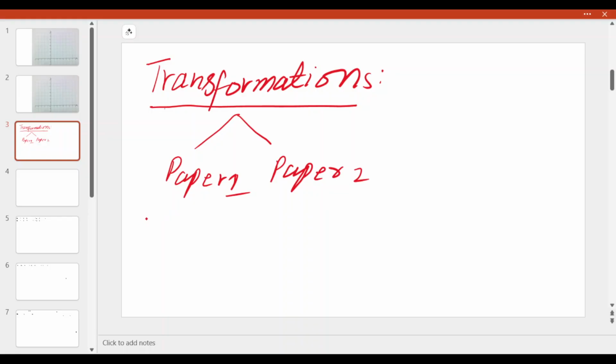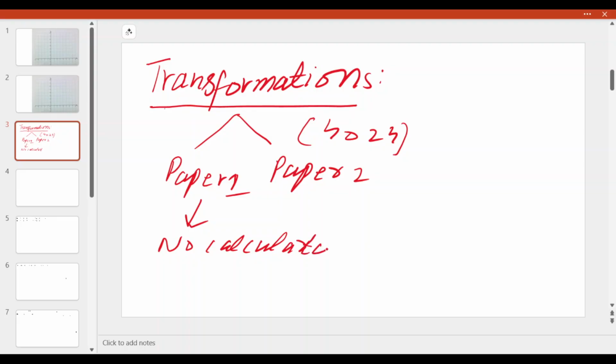And yes, 4024, this is the code of the paper. So in paper 1, no calculator, and in paper 2 need calculator.